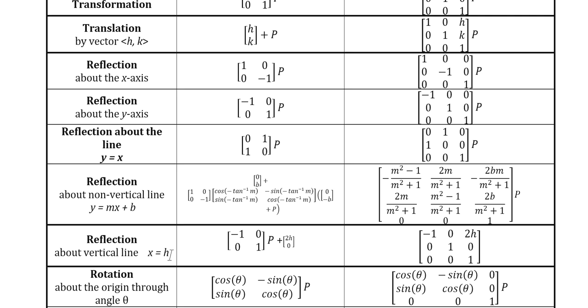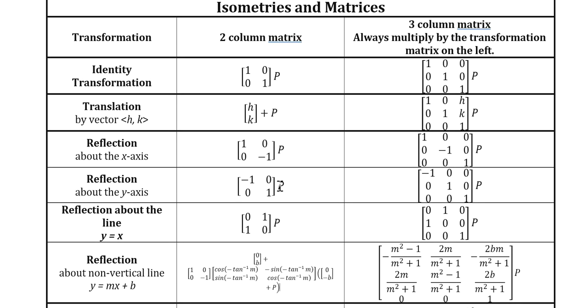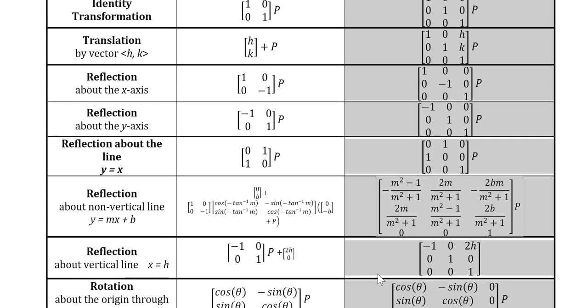If you're reflecting about a vertical line, you can multiply by negative 1, 0, 0, 1, and then add 2h over 0, which essentially does the same thing here. If you look, see the negative 1, 0, 0, 1, those 4 entries are the upper left corner, and the translation here is your 2h and your 0 here. Okay, and I'm not going to worry so much about the 2-column version, but in the 3-column version, we will verify that all these things work.